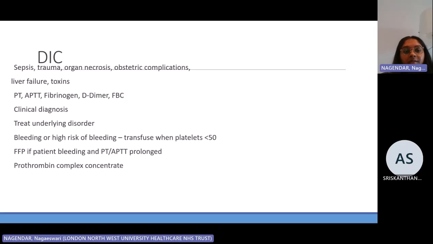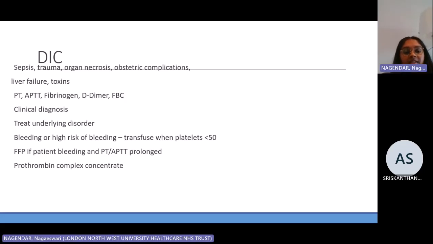This is a clinical diagnosis. You can't rely on one laboratory test, but the mainstay of treatment is to treat the underlying disorder. If a patient has a very severe infection, treat them with antibiotics. If it's an obstetric complication, they might need an emergency C-section delivery. And again, if there are signs of organ necrosis or other trauma, they might need surgical intervention.